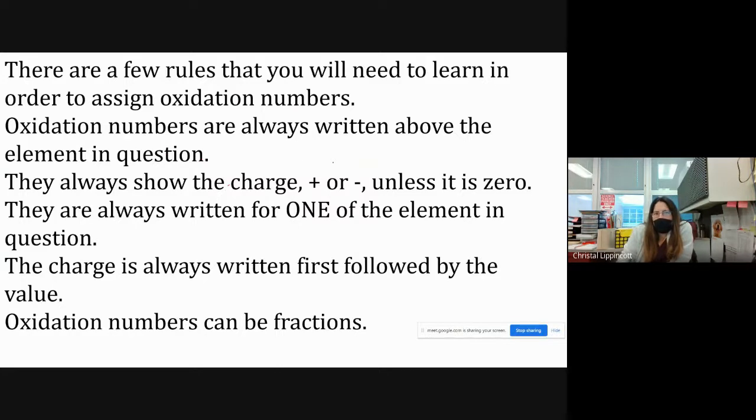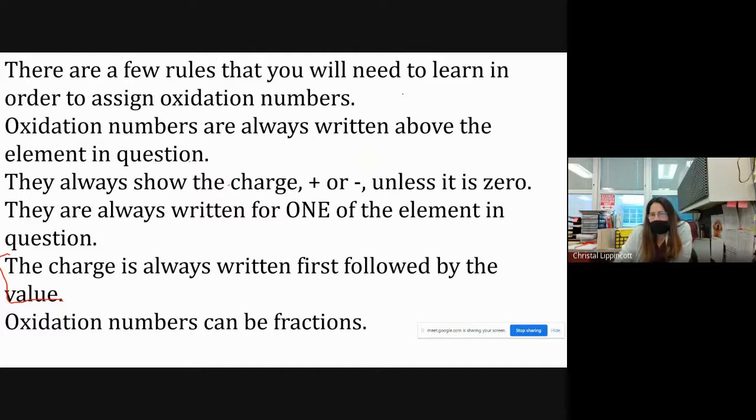Oxidation numbers are always written above the element in question. They're always shown with charge, unless it's 0, of course. They are written for one of the elements in the question. The charge is always written first, followed by the value. That's not hypercritical, and I'm not great with this, so we're not going to have to worry about this too much.